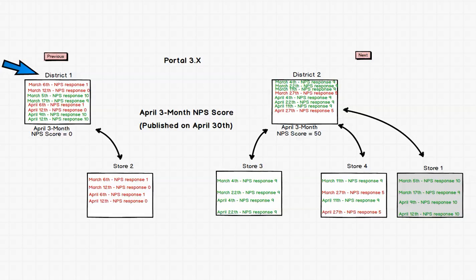For the 3-month score, it's the same way as the 1-month score. This store's March and April scores still stay over here in District 1, because that's where he was at the time those scores came in. And District 2 does not get any of Store 1's because Store 1 moved April 29th, right before the publish, and none of these survey responses came in after the 29th.